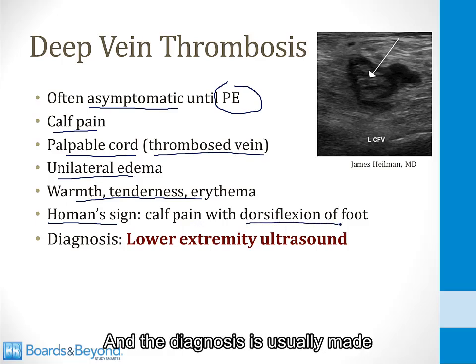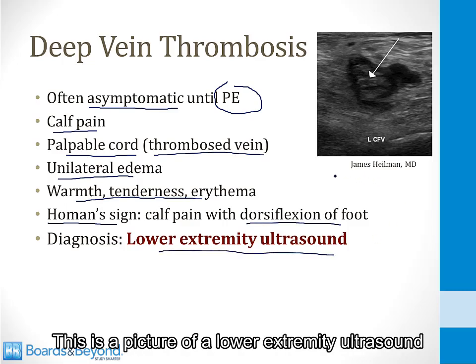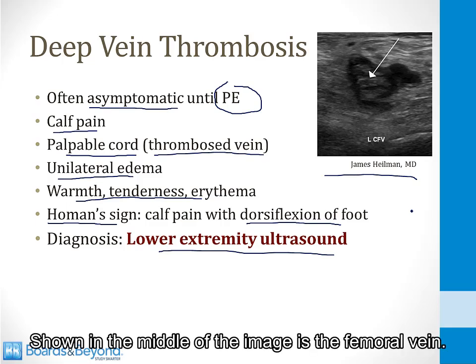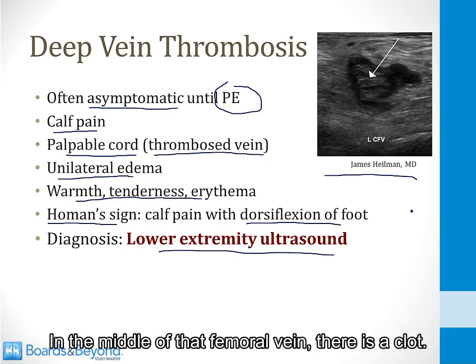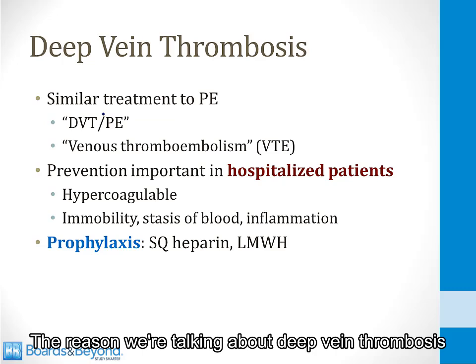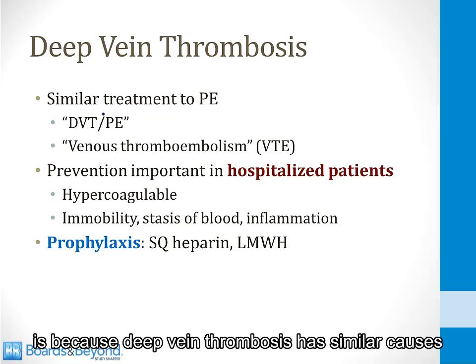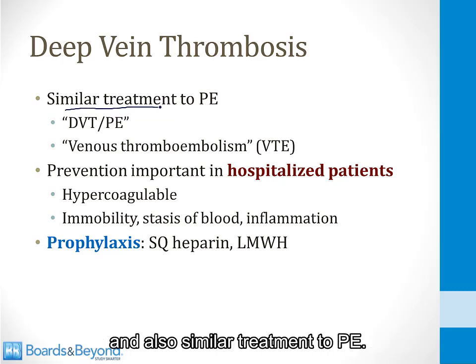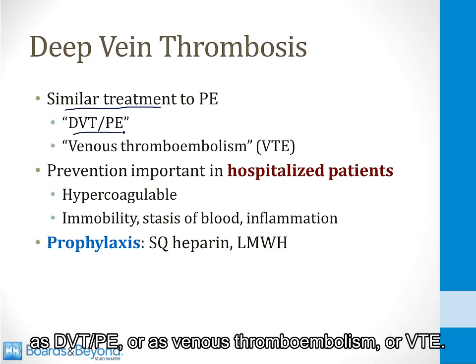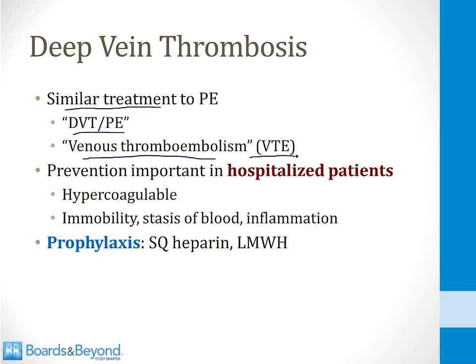And the diagnosis is usually made by lower extremity ultrasound. This is a picture of a lower extremity ultrasound shown on the screen here. Shown in the middle of the image is the femoral vein, and in the middle of that femoral vein there is a clot. The reason we're talking about deep vein thrombosis in the pulmonary embolism video is because deep vein thrombosis has similar causes and also similar treatment to PE. In fact, the two disorders are often referred to together as DVT/PE or as venous thromboembolism, or VTE.